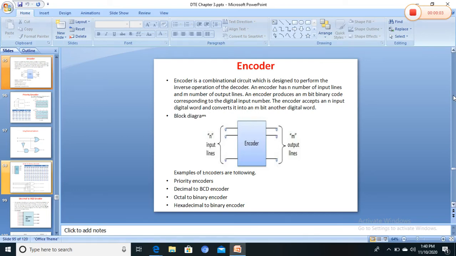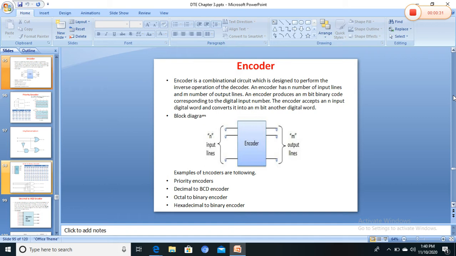Hello students, today we are going to study the next combinational circuit, the encoder. An encoder is a combinational circuit which is used to perform the inverse operation of a decoder. An encoder has n number of input lines and m number of output lines, and it produces an m-bit binary code corresponding to n number of digital words. This is the block diagram of the encoder.